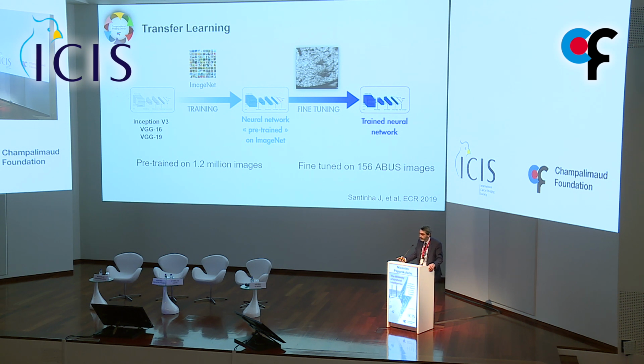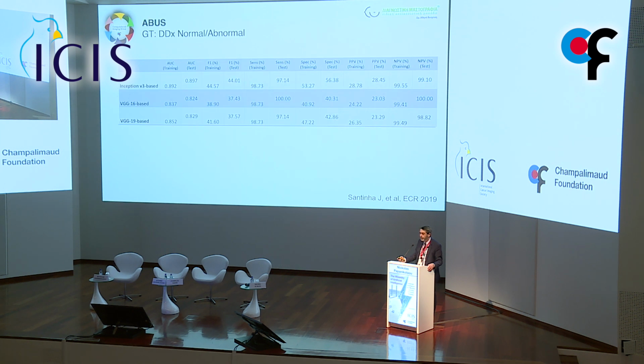And we presented at last ECR a clinical model utilizing transfer learning, where, again, three well-known deep convolutional neural networks trained on ImageNet, the Inception V3, the VGG 16 and 19, were used in a pre-trained fashion, and we injected, let's say, only 156 ABUS data at the final layers of these models, and that produced, surprisingly enough, a rather interesting performance, an AUC of about 90% to differentiate between normal and abnormal breast tissue.